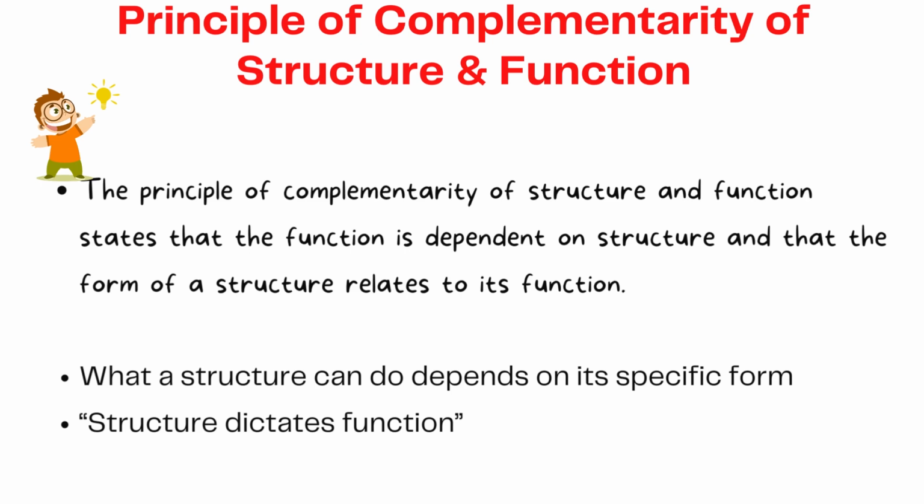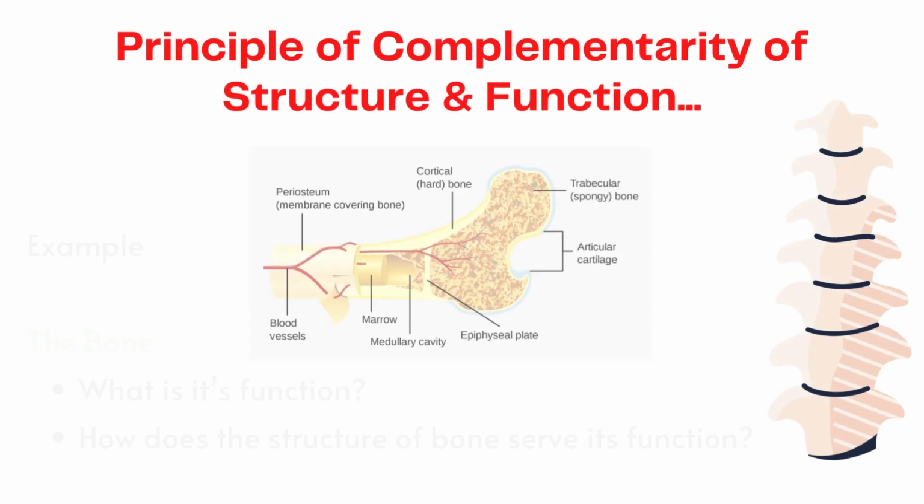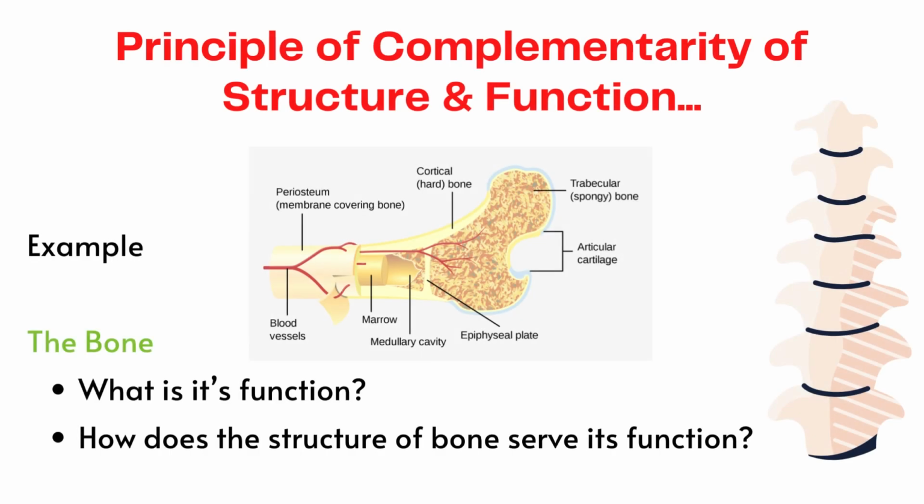Okay, so you can see that there is a way in which the function always depends on the structure. Okay, so what a structure can do depends on its specific form. So the structure usually dictates the function. Now let's give an example of this. A good example is the bone. So we have two major questions here. What is the function of the bone? And also what is the structure of the bone that facilitates the function?